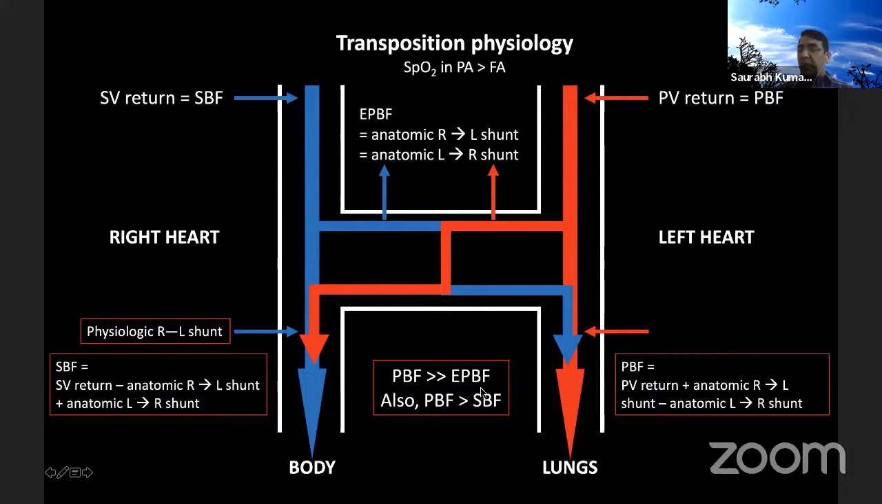And that is why, since the effective pulmonary blood flow is much reduced, these patients have deep cyanosis despite having high pulmonary blood flow. And why I'm saying all this is because all of these are relevant when we are interpreting clinical findings in these patients.